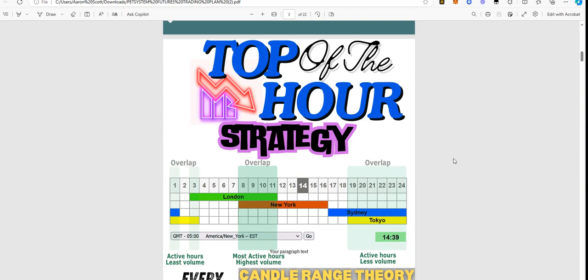I'm going to show you how to find the zone utilizing the session key tool. That way you can find optimal zones at the top of the hour, any trading day, any asset. Any pair, any asset, this tool can be very, very powerful in your trading journey. So I'm going to just briefly go over it.